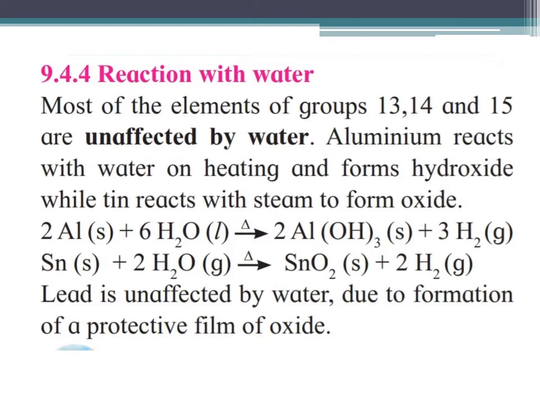So let us come to the reactions. When aluminium reacts with 6 molecules of water, it leads to the formation of aluminium hydroxide and hydrogen gas is evolved. And when tin is reacted with 2 molecules of water, students, over here you can see the physical state of water as gaseous. That is because over here we are taking steam, we are not involving water. When it is heated, it leads to the formation of tin oxide, and again hydrogen gas is evolved.